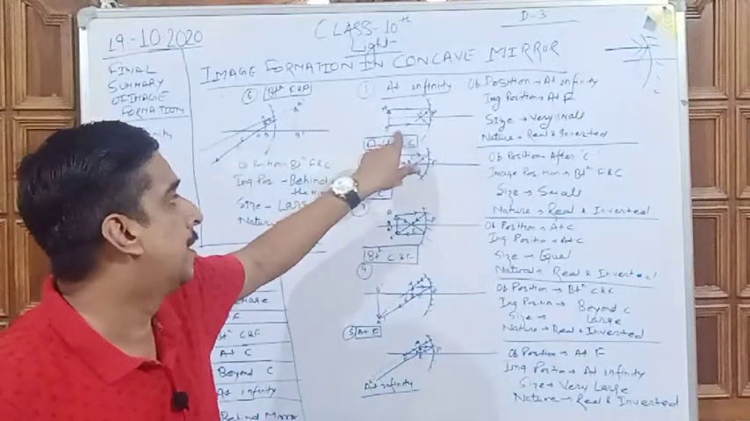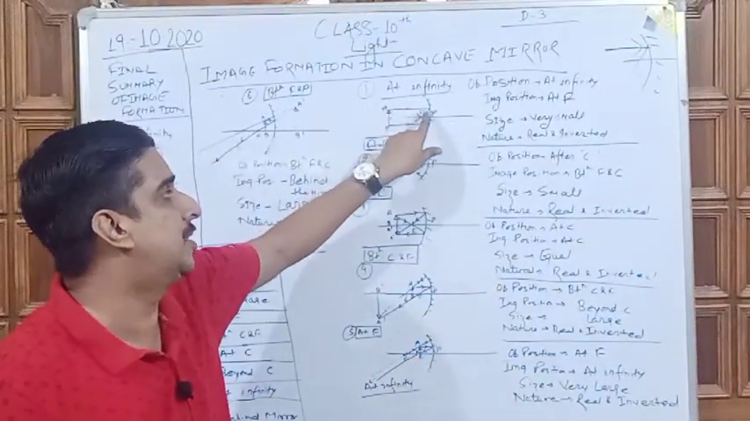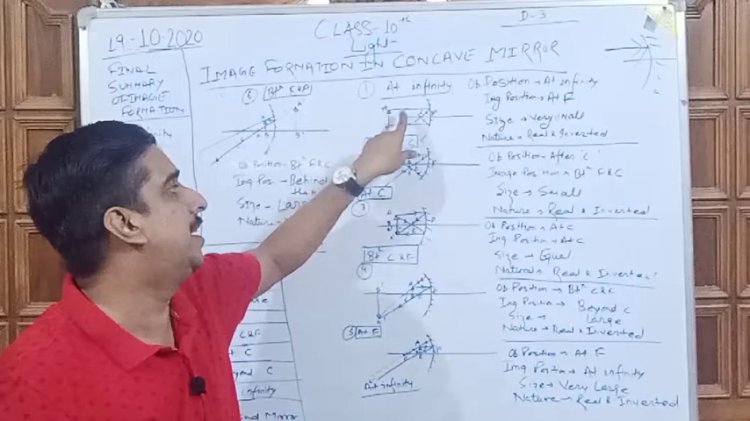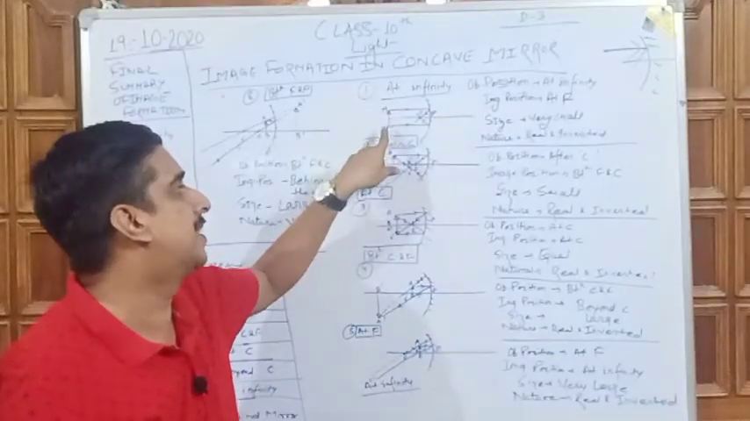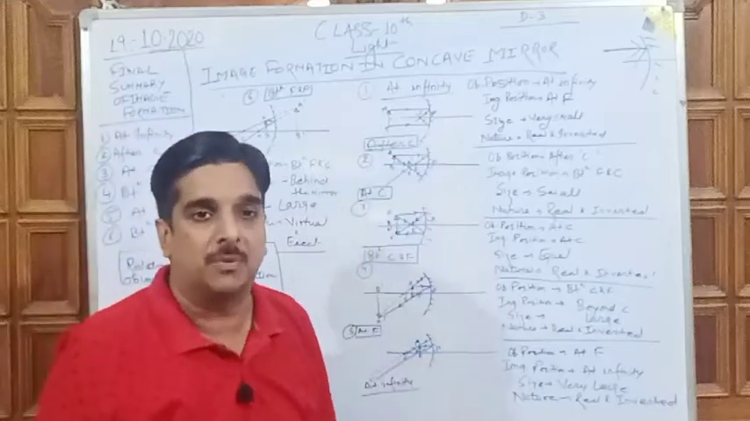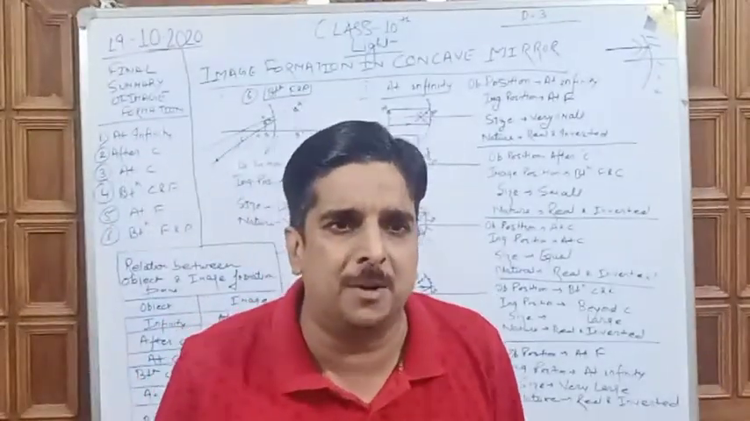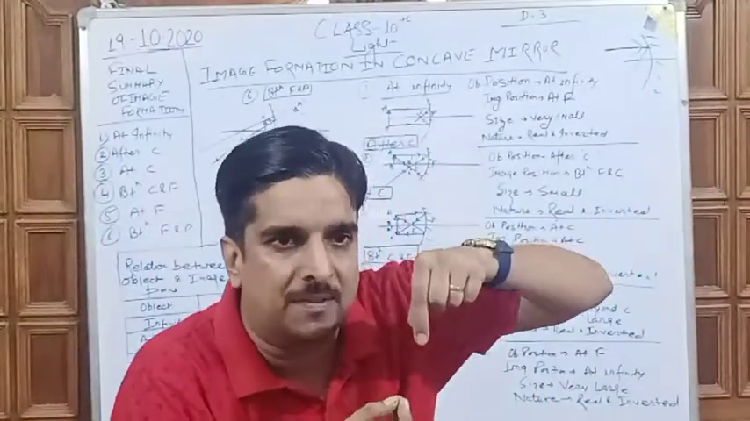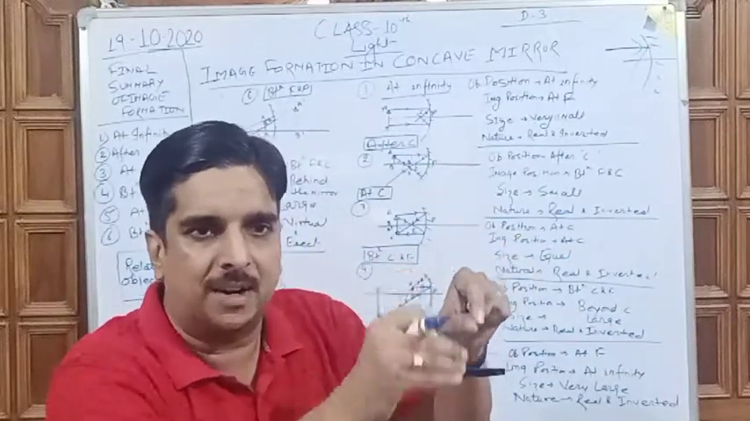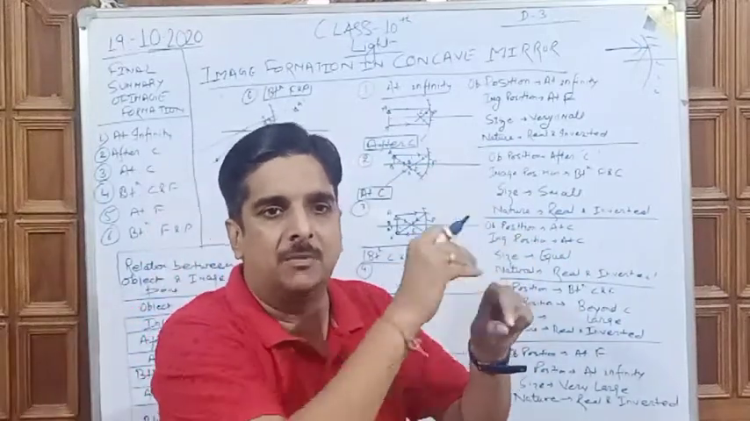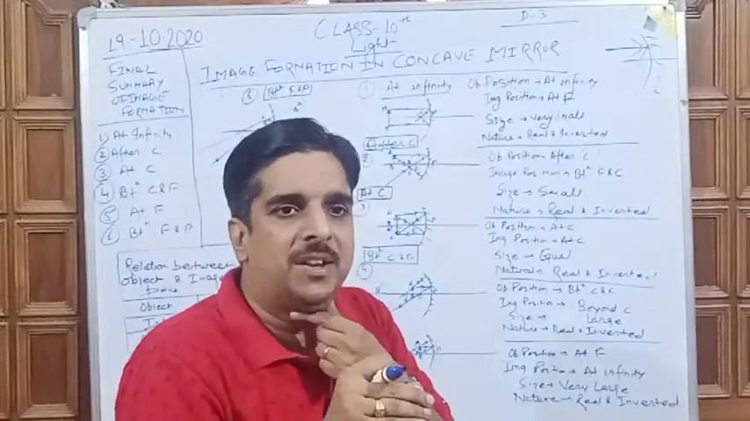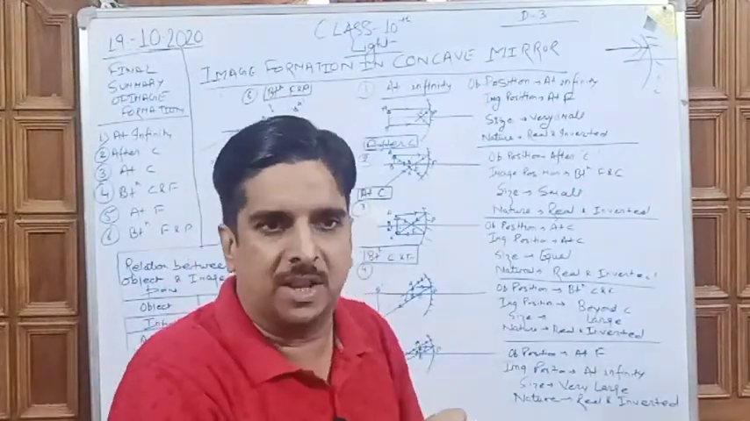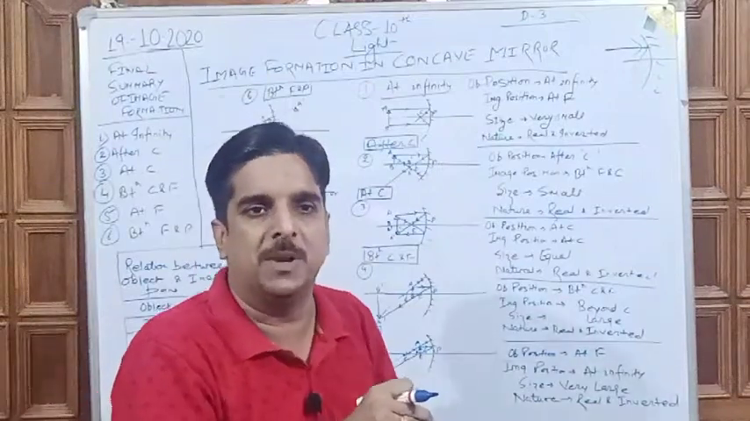In the first position, we are saying the same thing: this ray is coming parallel to the principal axis. After reflecting, the upper side and lower side rays will intersect at F. It means the image is formed where all the reflected rays intersect. That point is known as the image formation point.